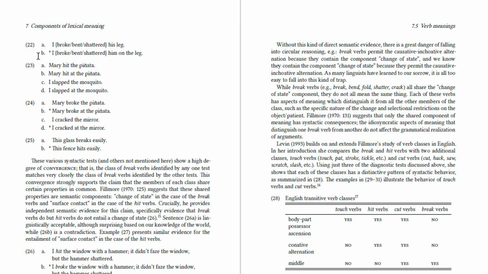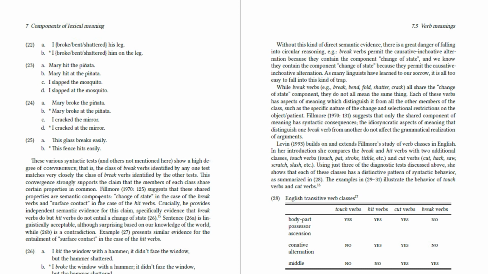Number 2, we have here: I broke his leg. I broke him on the leg, or I shattered him on the leg. Mary hit the pinata. Mary hit at the pinata. So you have different contexts for the same verb. Mary broke the pinata. Mary broke at the pinata. I cracked the mirror. I cracked at the mirror. And every sentence has its own meaning for describing it.